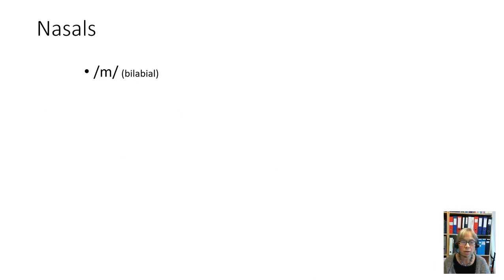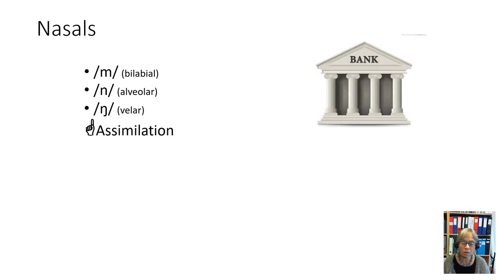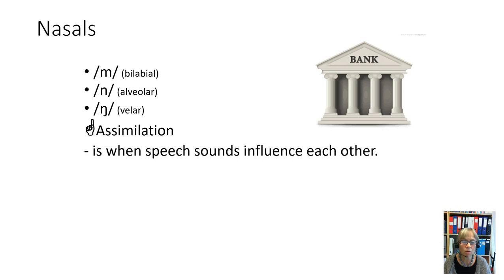Over to nasals, they're easy. M is bilabial, N is alveolar, and Ng is velar, as we've said before. Now this is where we can learn about assimilation, because nobody in the whole world would say bank with an n. You say bank or bank in English, right? And this has to do with assimilation, how one speech sound influences another.